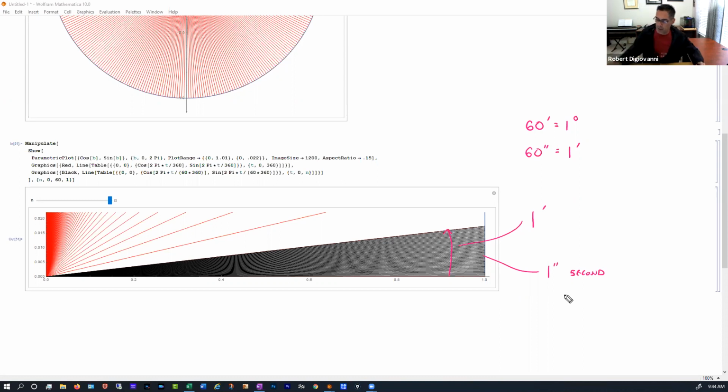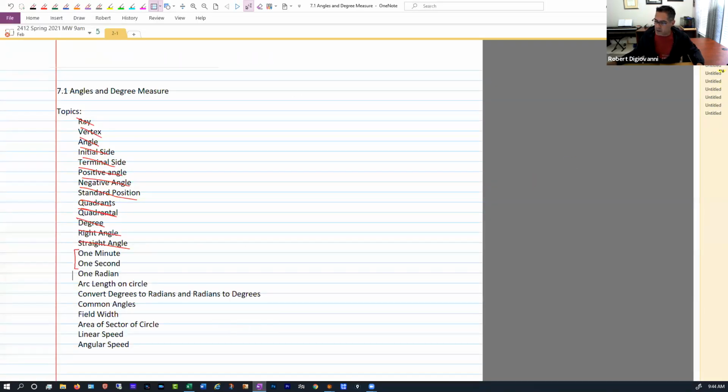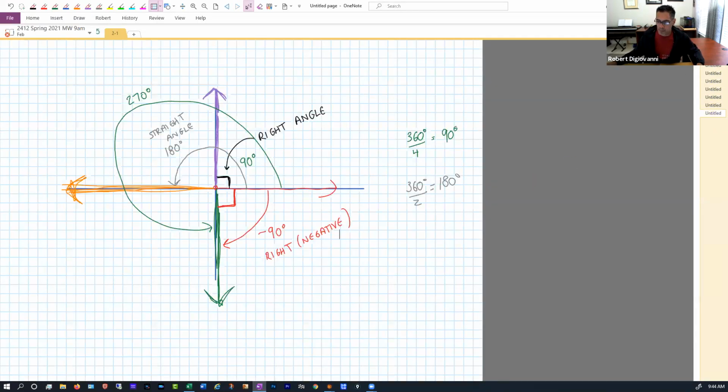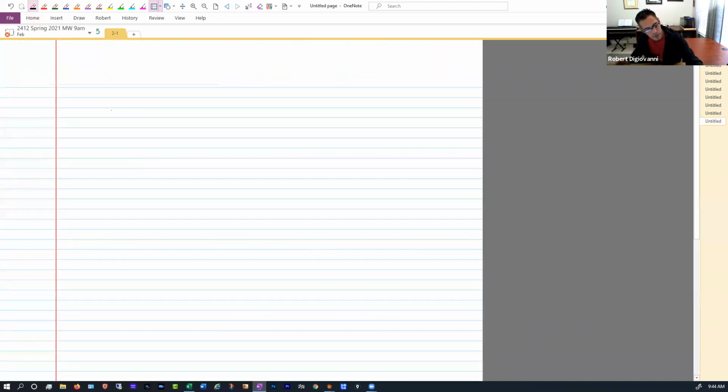So that means, let me summarize all of this on a different page. So when it comes to minutes and seconds, we have this. There are 360 degrees in 1 revolution, right? 1 revolution. There are 60 minutes in 1 degree. There are 60 seconds in 1 minute.